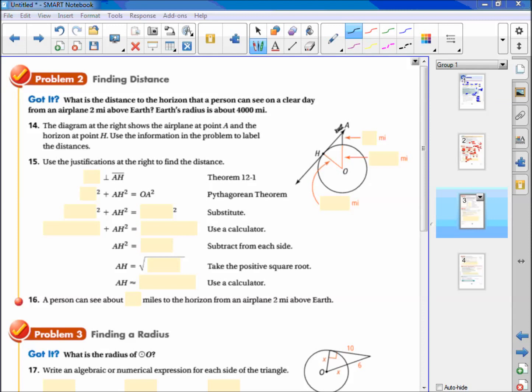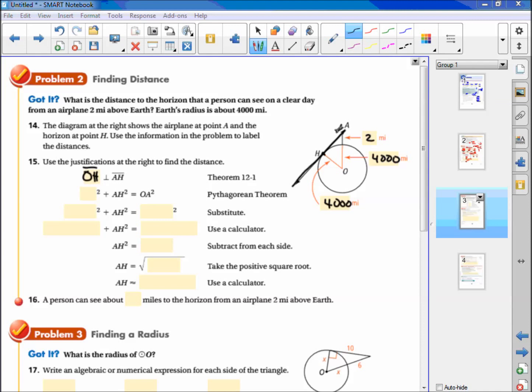We had the Earth's radius is 4,000 miles, so 4,000 is going to go here. And we know that our airplane is 2 miles above the Earth. So this distance here is going to be 2, and then the red part is still going to be 4,000. Use the justifications at the right to find the distances. So I know that OH and AH should be perpendicular. And that's because the line AH, the line of sight from the plane, is only going to cross the circle one time.